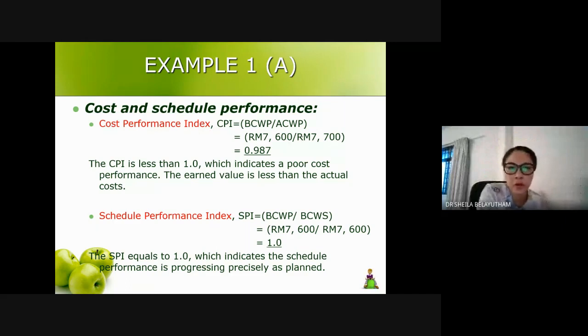Calculate also your cost performance index, CPI: your earned value divided by your actual cost. That will give you below 1, so it shows poor cost performance, over budget. And the schedule performance index is 1.0, just nice. So you should get a similar result: either you are talking about variance or index, you should have a similar over budget or under budget result.